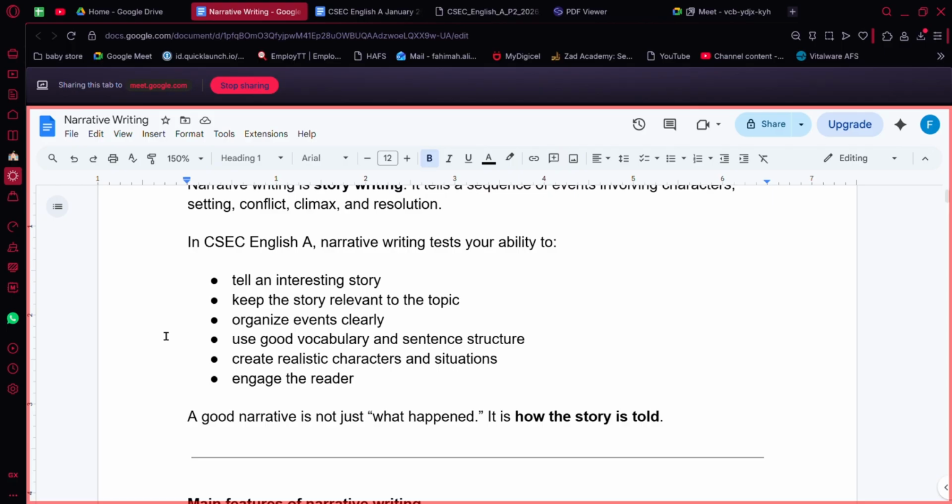You're also being tested on how well you could engage the reader and make them want to continue reading your story. You don't want the examiner to just read the first paragraph and say, look, this is boring, I'm not wasting my time, and just give a person like a 10 out of 25 or something. Now, a good narrative is not just what happened, but it is also how the story is told.